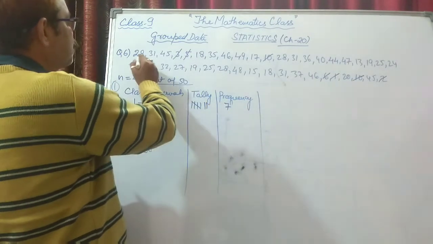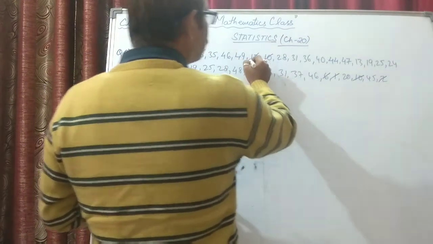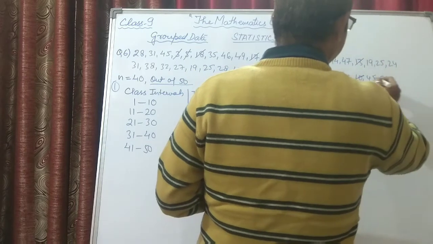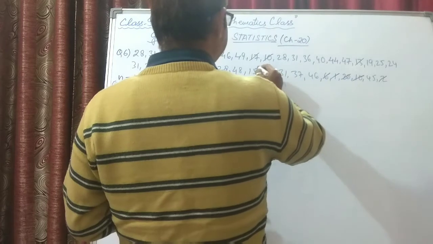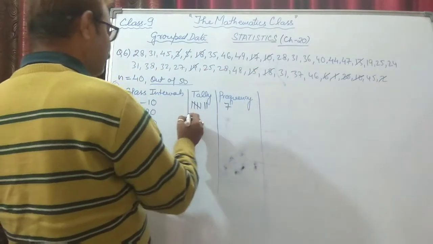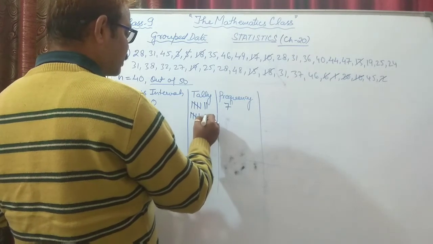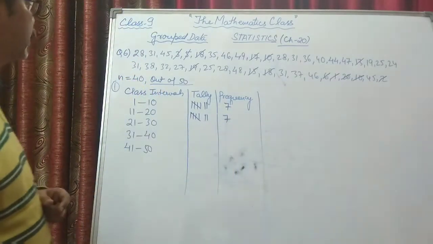Now from 11 to 20 we will say 1, 2, 3, 4, 5, 6, 7. 7 of them are between 11 to 20.